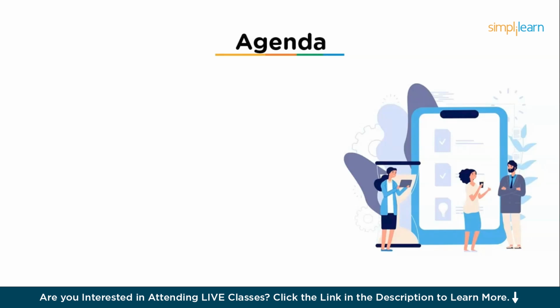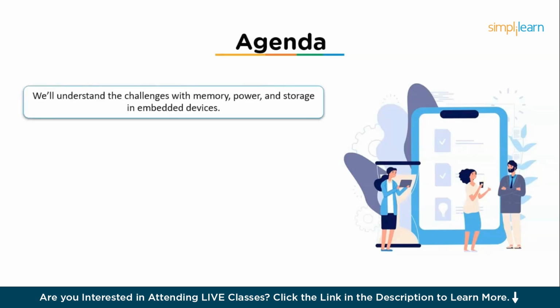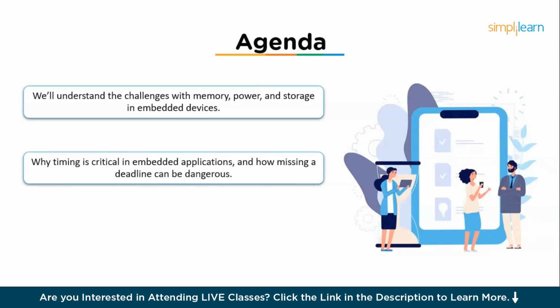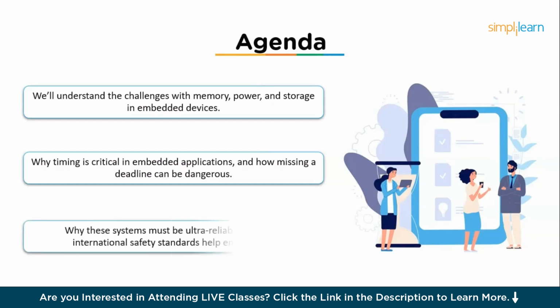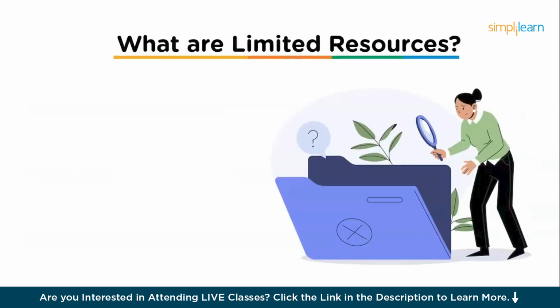The first one is limited resources. We'll understand the challenges with memory, power, and storage in embedded devices. Then we will move on to real-time requirements, that is, why timing is critical in embedded applications and how missing a deadline can be dangerous. Then we have reliability and safety. So why these systems must be ultra reliable and how international safety standards help ensure that. So let's begin with the first challenge, that is, limited resources.